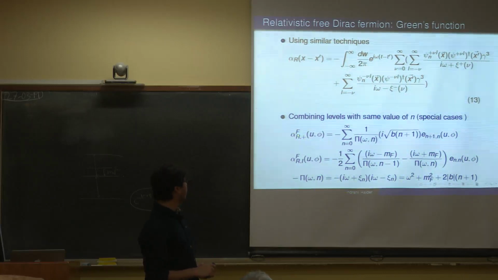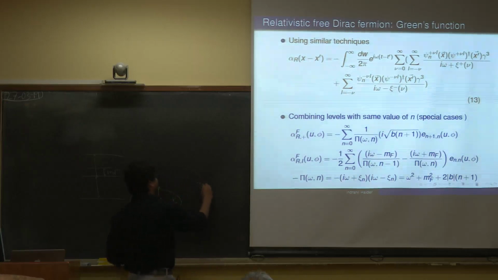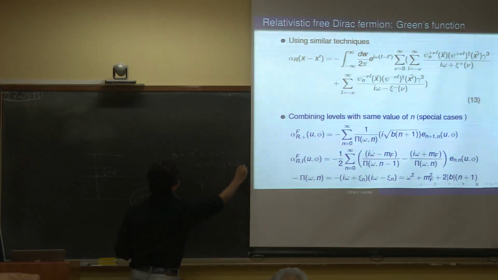Alpha F is for free, R is for reduced, and plus is because it multiplies gamma plus. So we are considering fermions. The 2-point function is a 2×2 matrix, which can be written in terms of gamma plus, gamma minus, gamma 3, and identity times alpha identity, and I am presenting here the formula for all these different components.